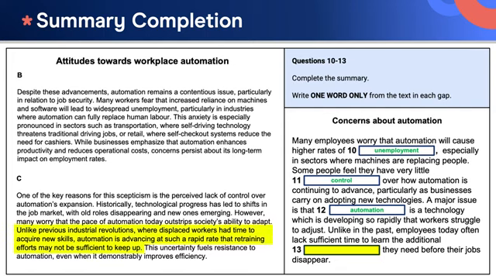Here in paragraph C, the passage states, unlike previous industrial revolutions, where displaced workers had time to acquire new skills, automation is advancing at such a rapid rate that retraining efforts may not be sufficient to keep up. The correct answer here is skills. Employees today often lack sufficient time to learn the additional skills they need before their jobs disappear. The words learn and skills naturally fit together, so these words collocate correctly.